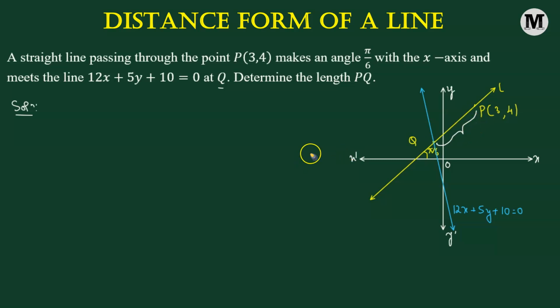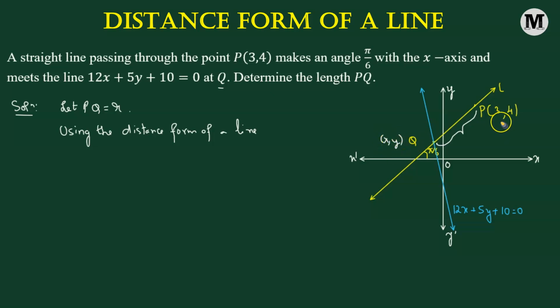So first we'll try to figure out the equation of the line L, and we will suppose that PQ is given by the letter r in lowercase. Now, using the distance form of a line, we will assume that the coordinates of point Q are x, y. Here we have to be slightly careful when we apply it. Since the point P lies to the right of Q, the x and y coordinates of point P are going to be greater than the x and y coordinate values of point Q.